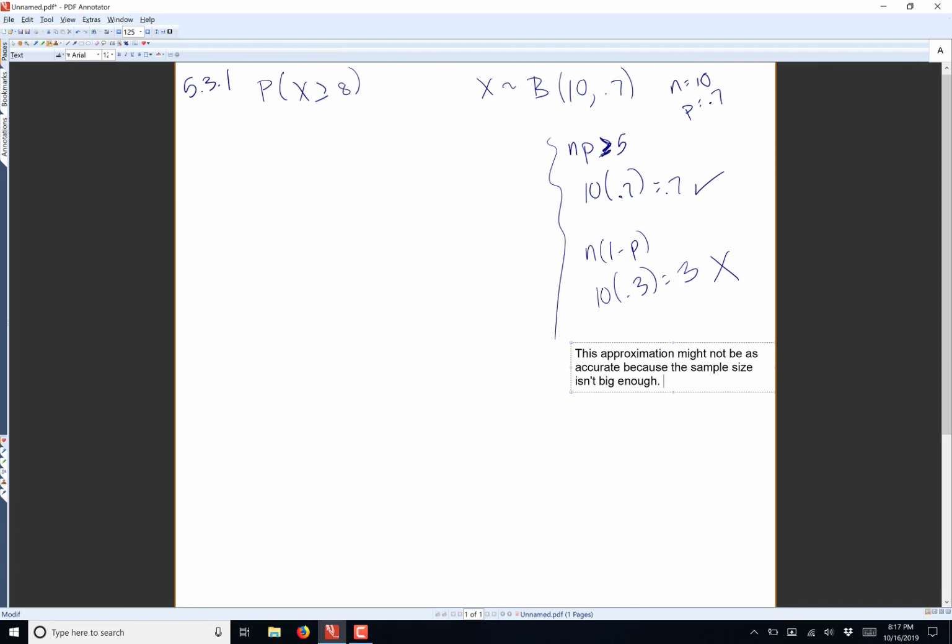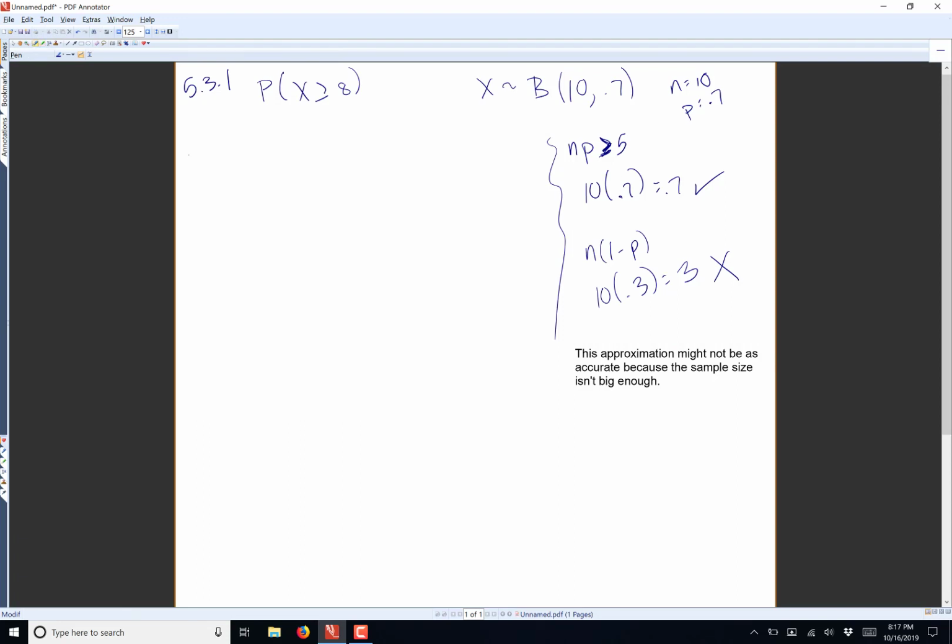Now, one of my biggest pet peeves about most textbooks is they tell you only do this thing if your sample size is big enough, but then on most of the homework problems, they give you sample sizes that aren't big enough. And if you didn't do any of those problems, you just wouldn't have enough practice. So we'll still do the problem for practice, but we'll keep in mind that the approximation might not be as good as we want because the sample size is not big enough. So now for the actual approximation.